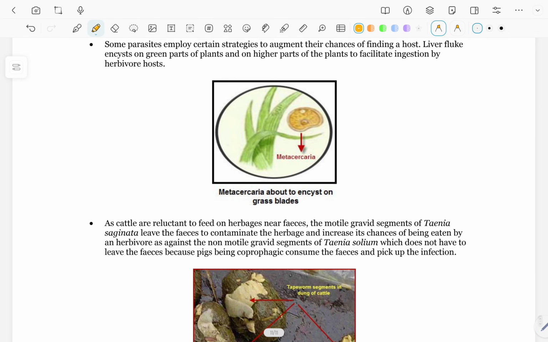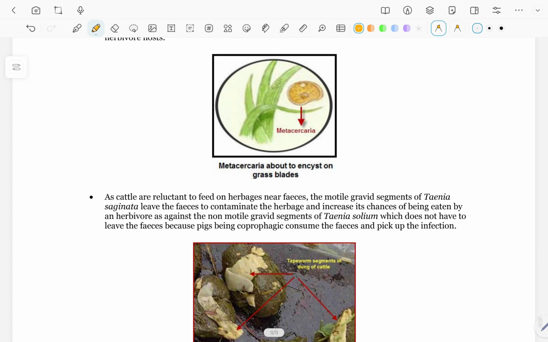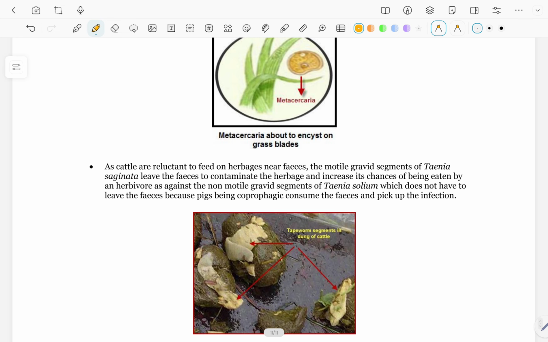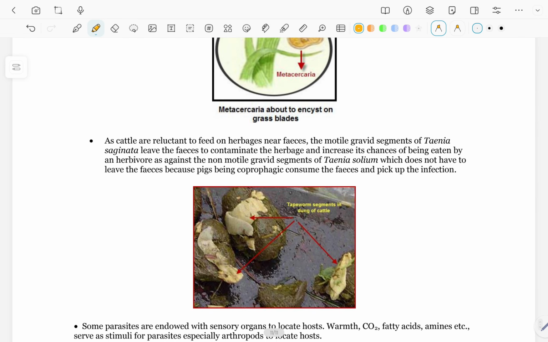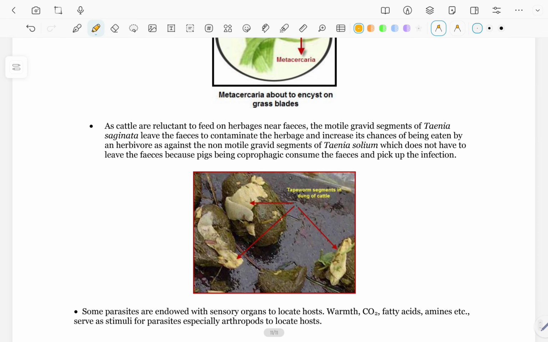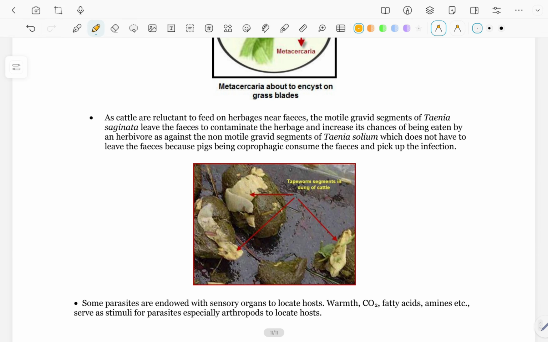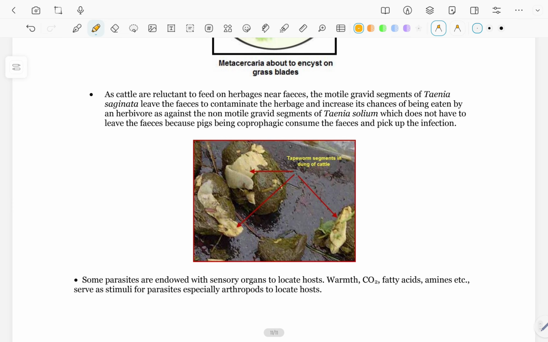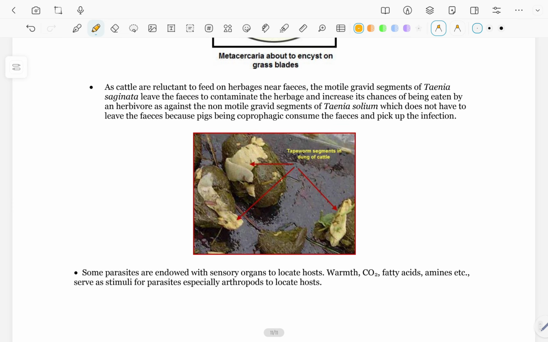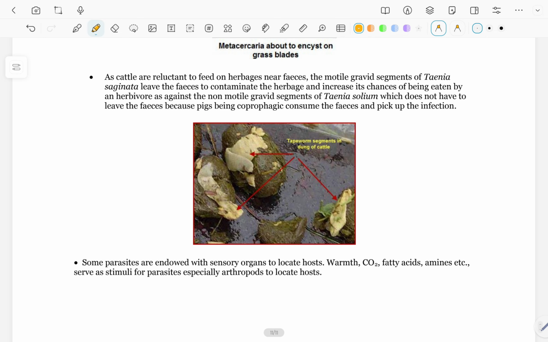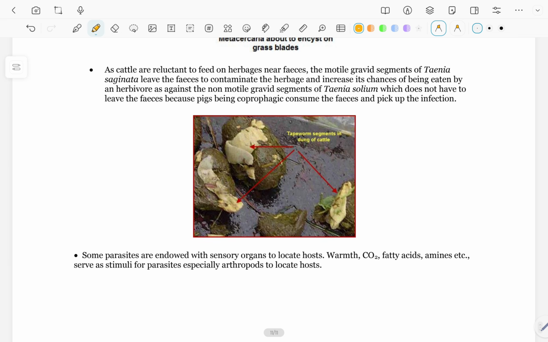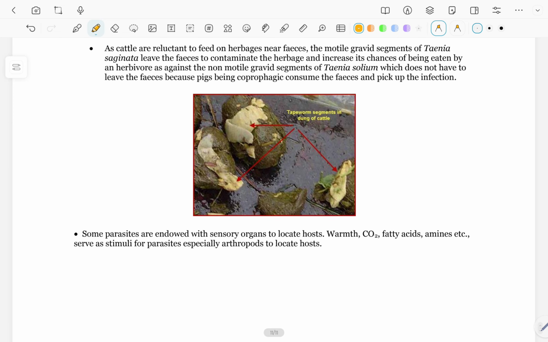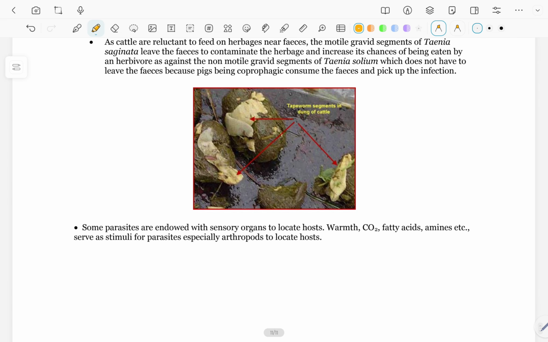As cattle are reluctant to feed on herbage near feces, the motile gravid segments of Taenia saginata leave the feces to contaminate the herbage and increase their chances of being eaten by an herbivore. This is as against the non-motile gravid segments of Taenia solium, which do not have to leave the feces because pigs, being coprophagic, consume the feces and pick up the infection.